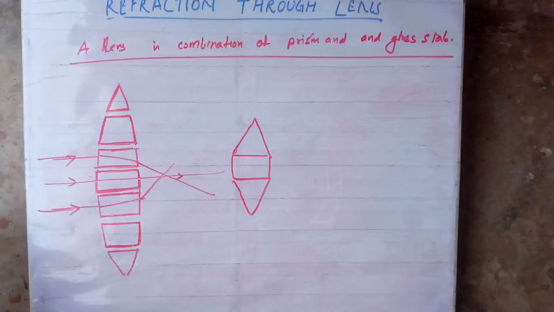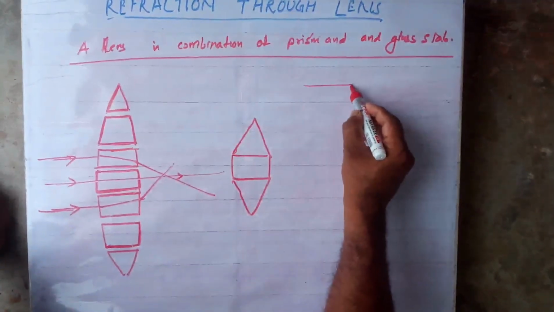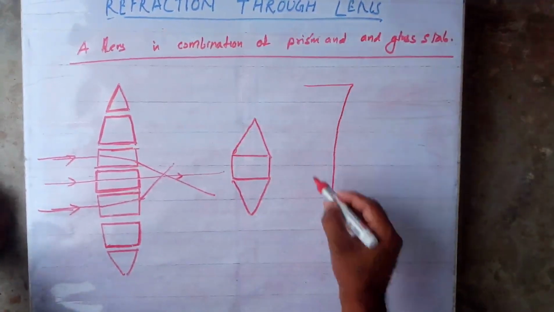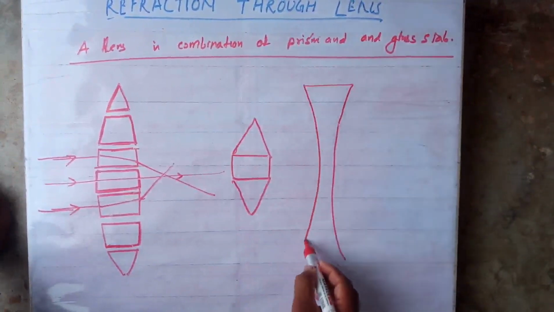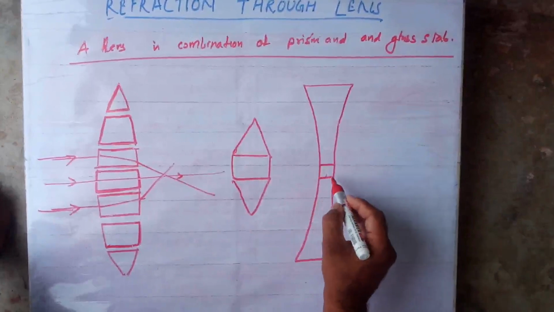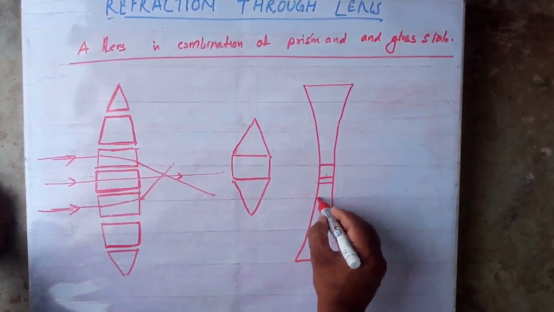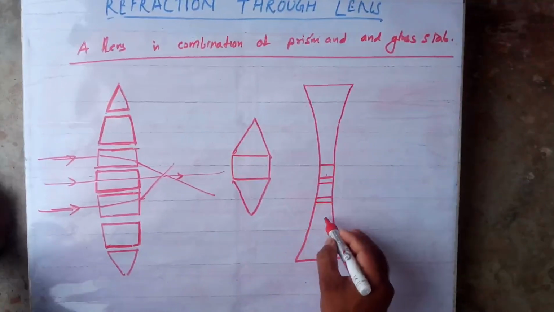Similarly, come to the concave lens. Here what? It is also a combination of a glass slab at the center and prisms with bases facing in opposite directions to each other. This is a glass slab. Just a minute, let me draw first.